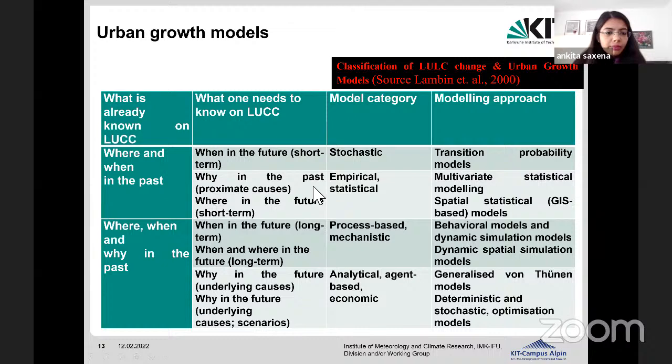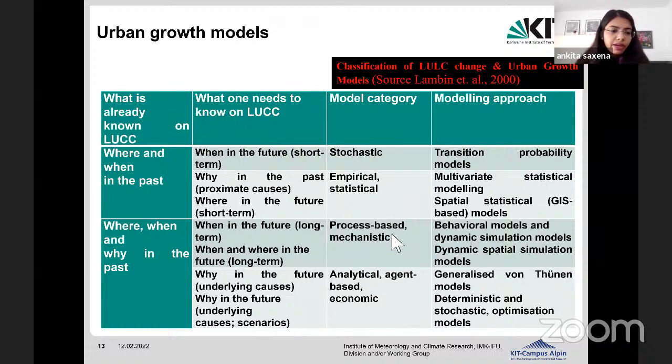And why in the past means you have the reasons, in terms of your causative factors, explanatory variables. If you have those variables data also, then you can always go with multivariate statistical modeling methods, because there are multiple variables and you have urban growth as a dependent variable and lots of independent variables. So you can try to fit the relationship using a multivariate statistical method.